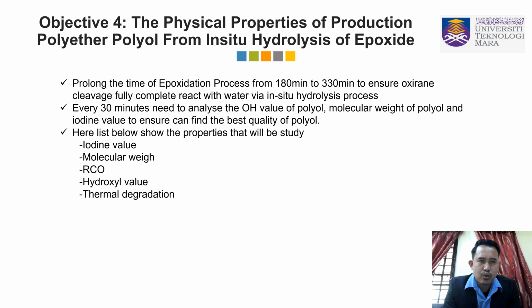Second, every 30 minutes we need to analyze the OH value of polyol, molecular weight of polyol, and also iodine value to ensure the best quality of polyol. So we have 5 types of the chemical and physical properties that we have studied: iodine value, molecular weight, RCO, hydroxyl value, and thermal degradation.